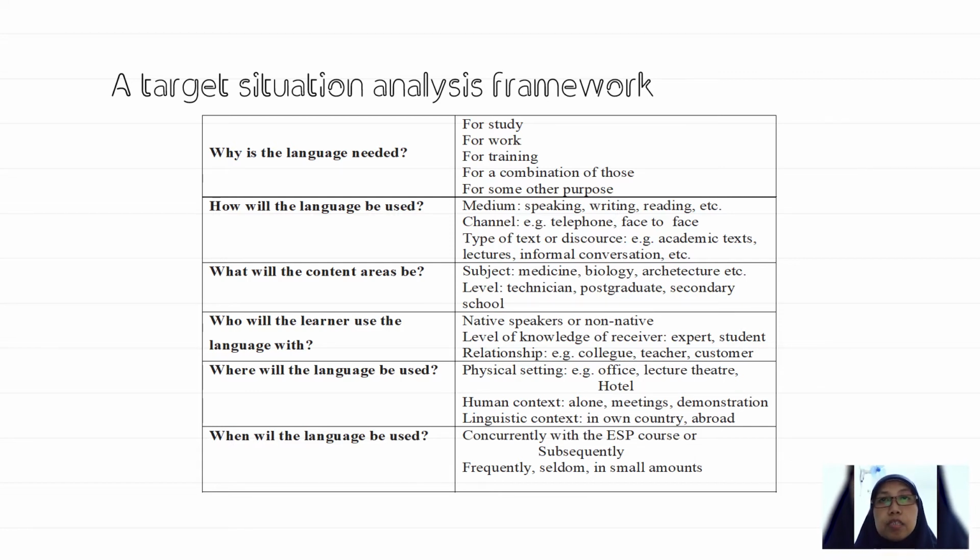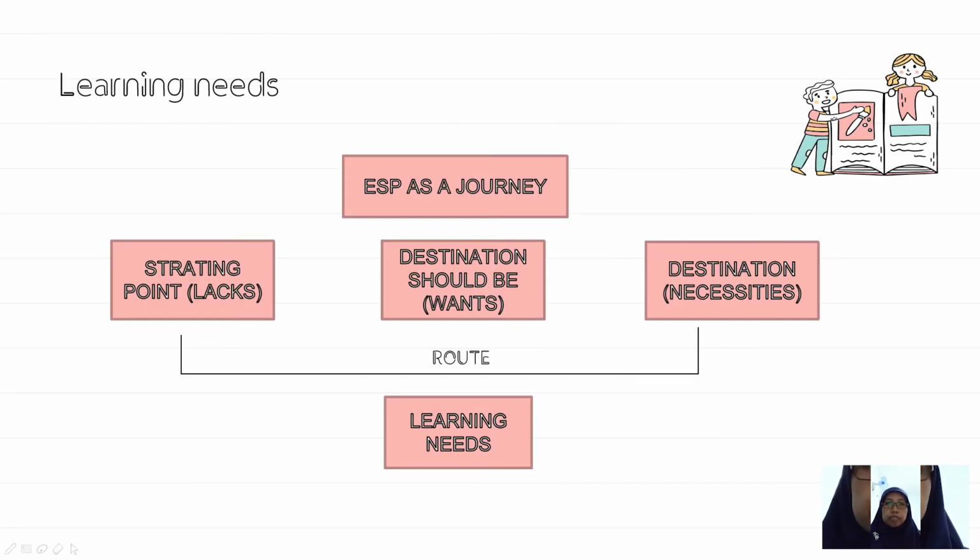And the third one, what will the content areas be? It is for subject like medicine, biology, architecture, etc. Or level, the areas of level like technician, postgraduate, secondary school, and the others. And now the next question is about who will the learners use the language with? Now we come to the second point on learning needs.